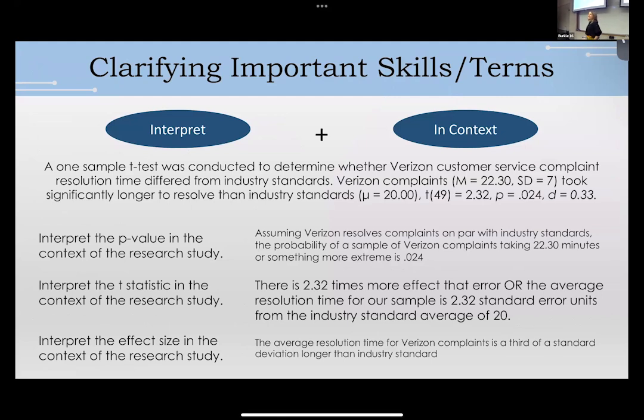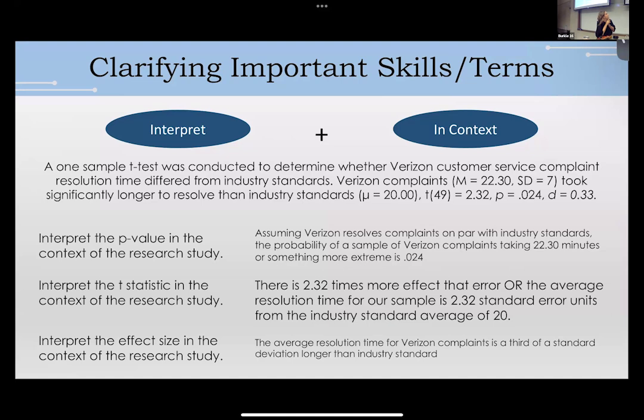Clarifying some important exam terms. Two terms in particular: the word interpret and the phrase in context. You will see these two words in the exam, and you've heard me use them in class, but this is something where students always make mistakes on the exam. This is the first year where I've explicitly clarified so that people don't lose unnecessary points on this. Interpret. So let's look at this study for a second.